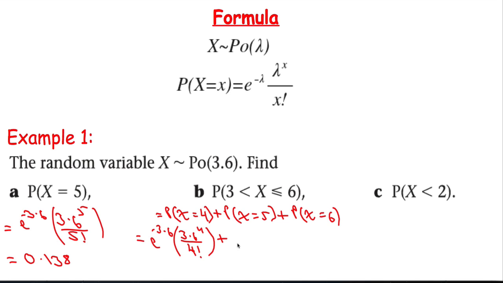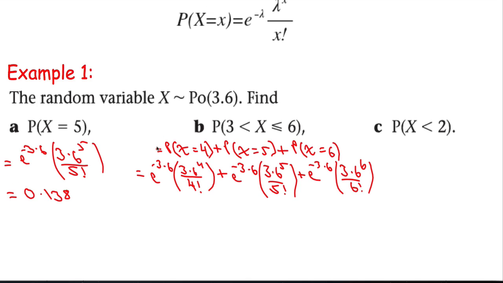plus e to the minus 3.6 times 3.6 to the power of 5 over 5 factorial, plus e to the minus 3.6 times 3.6 to the power of 6 over 6 factorial. And what I'm going to do here, I'll just scroll down the page a little bit. I'm going to factor out e to the power of minus 3.6 just to enable me to input it into the calculator a little bit easier.